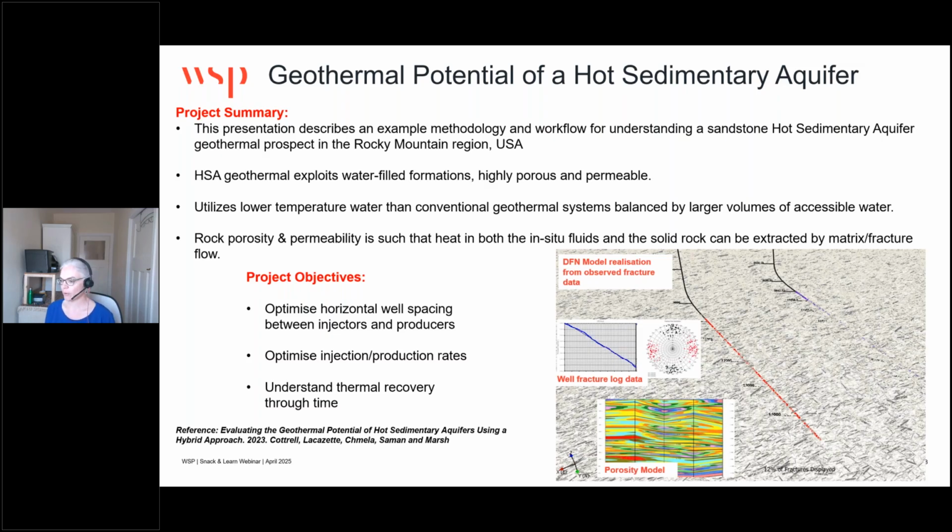The porosity and permeability is such that heat in both the in situ fluids and the solid rock can be extracted by combined matrix and fracture flow. The objectives of this FracMan DFN modeling project include optimizing horizontal well spacing, optimizing the injection and production rates, and understanding the thermal recovery of the reservoir over time. Having a robust understanding of these factors allows the geothermal operator to effectively plan and develop this resource.